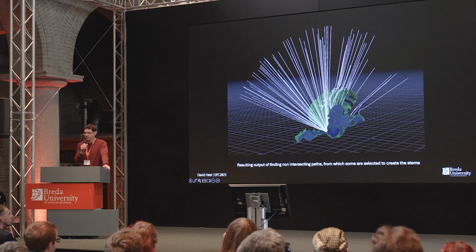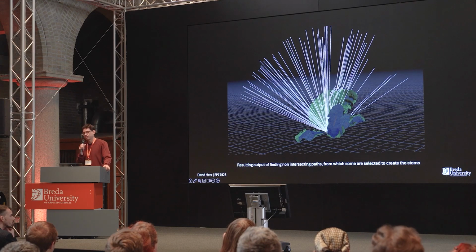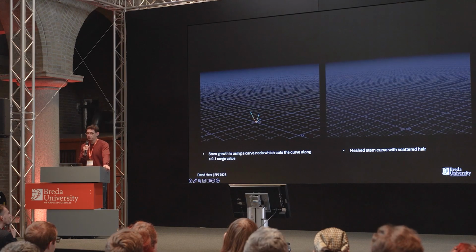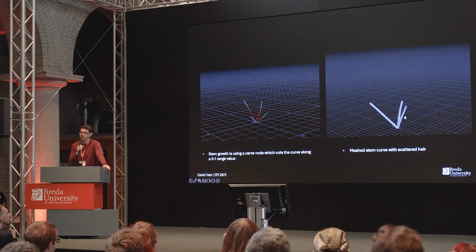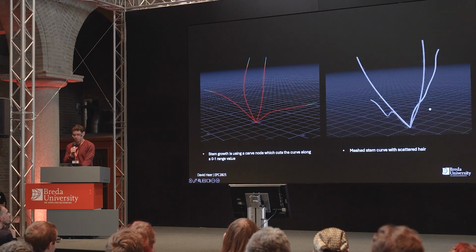After generating the leaves, a trail node is used to aggregate all the positions of the leaf geometry, which can be then used to find all non-intersecting paths which form the basis of the stem geometry. The stem growth is animated using a carve node and then applying deformation similar to the leaves. Afterwards, these stems simply get meshed and hair gets scattered on the geometry.